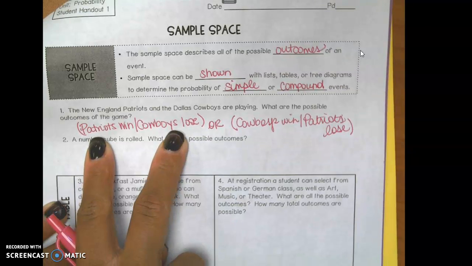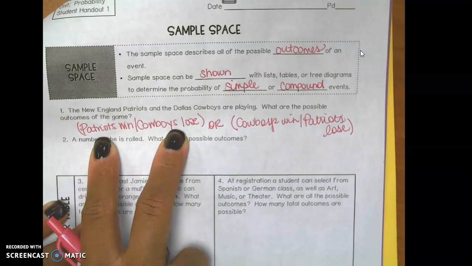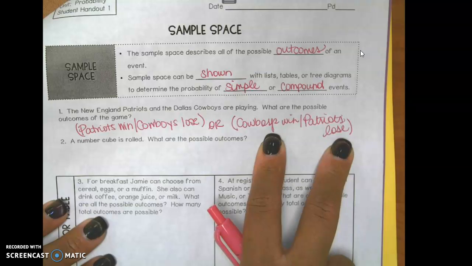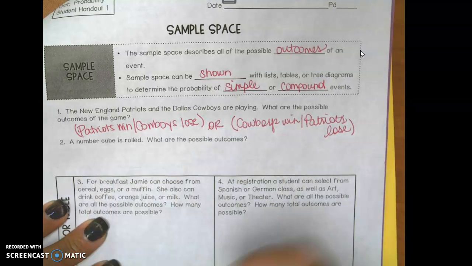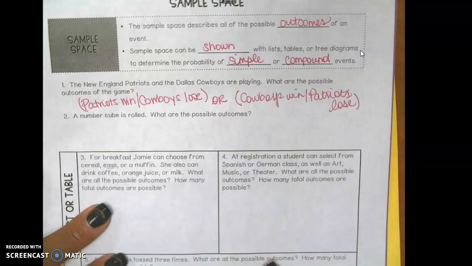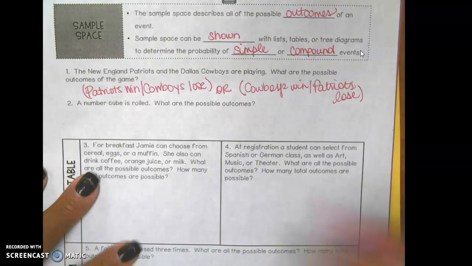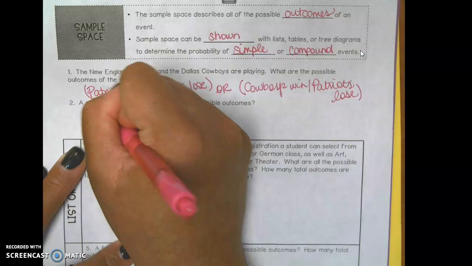First outcome is that the Patriots win and the Cowboys lose. Second outcome is the Cowboys win and the Patriots lose. It's the opposite. A number cube is rolled. What are the possible outcomes there? 1, 2, 3, 4, 5, 6. 1 through 6.